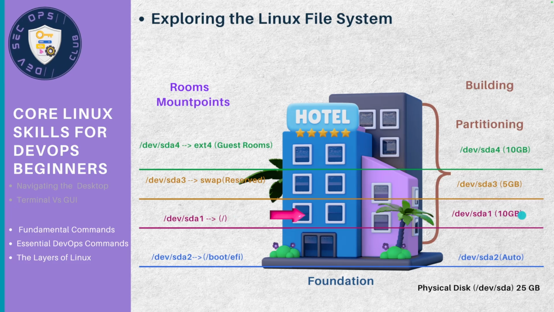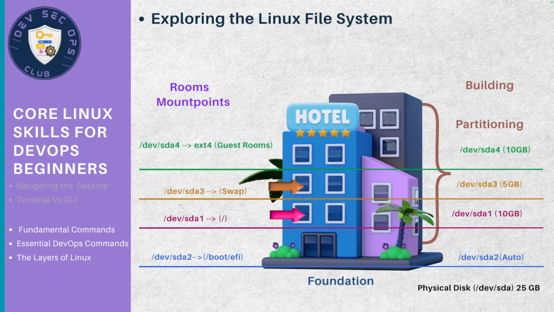We provided the size, then we selected that we want slash, and after that the formatting will be done, so /dev/sda1 is provided as slash. As I said, it's the lobby or main area where everything will happen, right? Similarly in the operating system, this is called the root level or top directory. Under this directory everything will be stored, right?